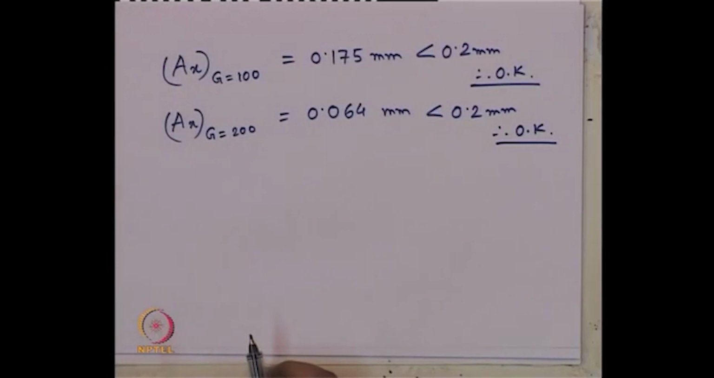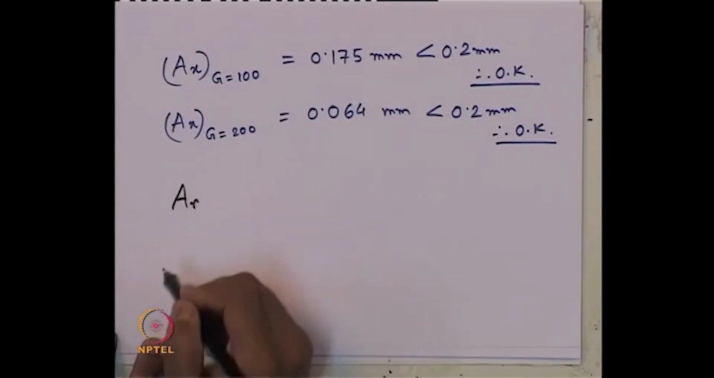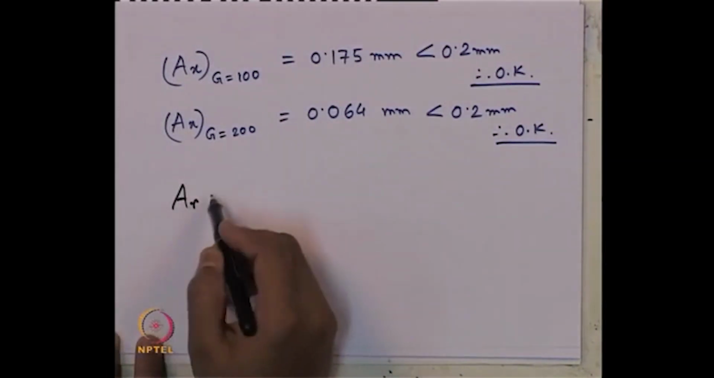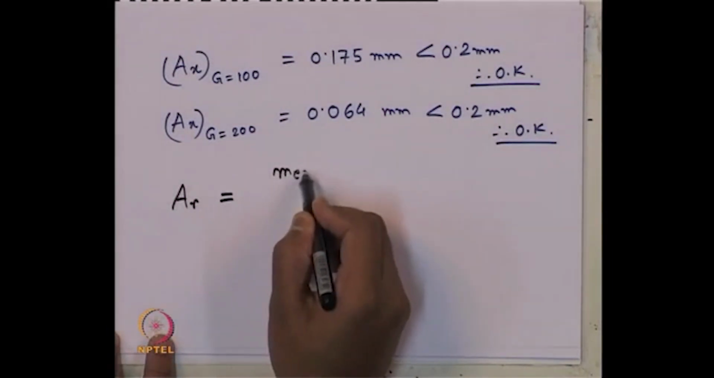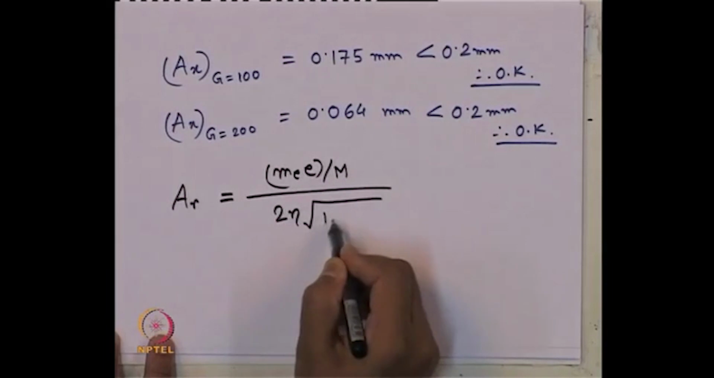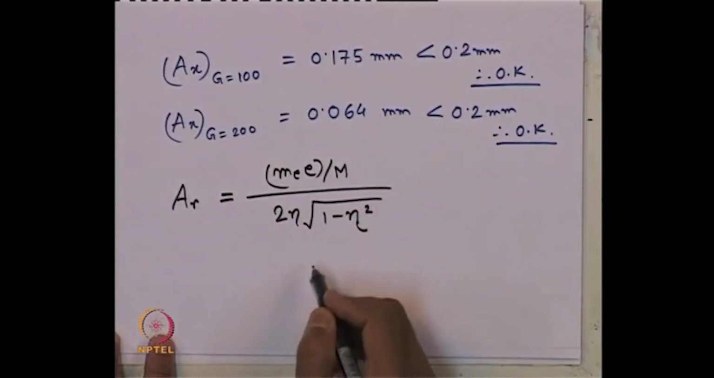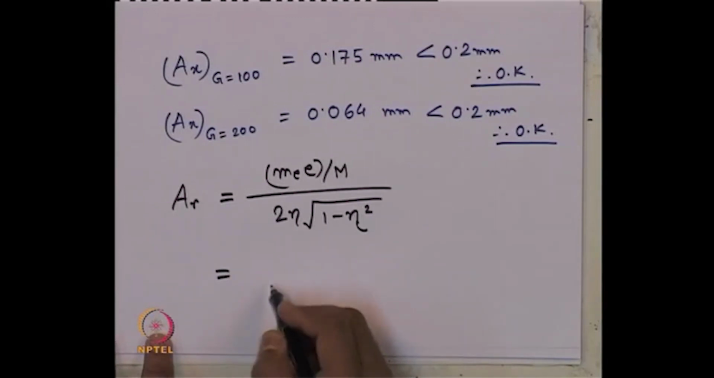Now, the same exercise we can do for the resonant frequency condition also. For that, we have seen that for rotating mass type, the expression for displacement amplitude at resonance is given by m e e by m divided by 2 eta root over 1 minus eta square. So, it remains independent of soil type. This will give us a single value irrespective of the three types of soil. So, if we put in the values, how much are we getting?